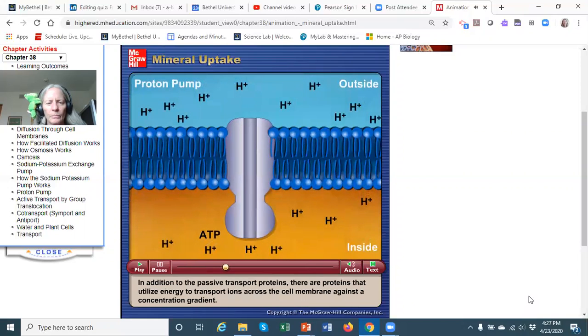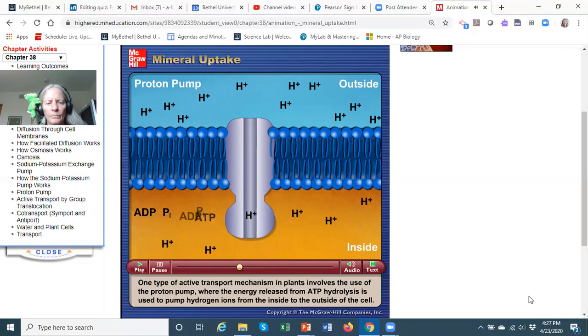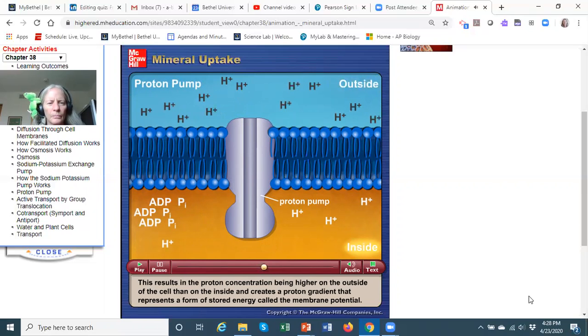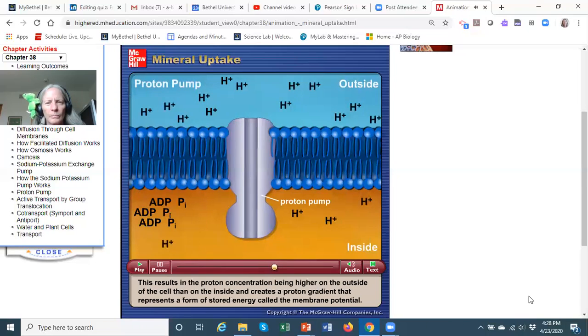In addition to the passive transport proteins, there are proteins that utilize energy to transport ions across the cell membrane against a concentration gradient. One type of active transport mechanism in plants involves the use of the proton pump, where the energy released from ATP hydrolysis is used to pump hydrogen ions inside to the outside of the cell. This results in the proton concentration being higher on the outside of the cell than on the inside, and creates a proton gradient that represents a form of stored energy called the membrane potential.